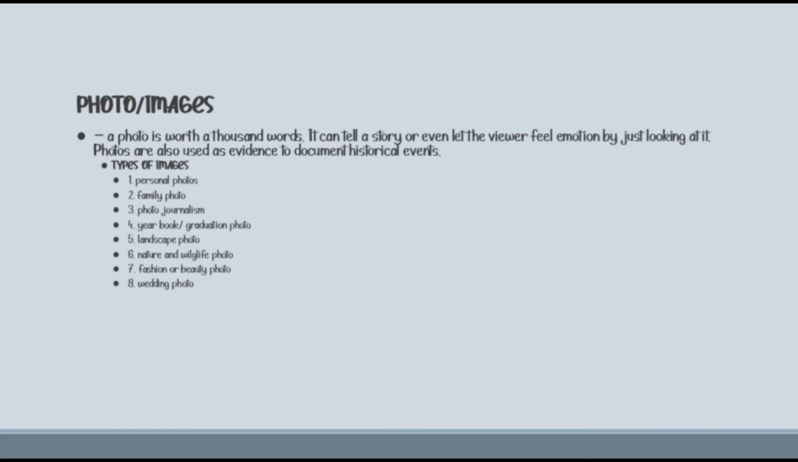Next is photo or images. A photo is worth a thousand words. It can tell a story or even let the viewer feel emotion by just looking at it. Photos are also used as evidence to document historical events. These are the types of photos or images: personal photos, family photo, photo journalism, yearbook or graduation photo, landscape photo, nature and wildlife photo, fashion or beauty photo, wedding photo, and so on.